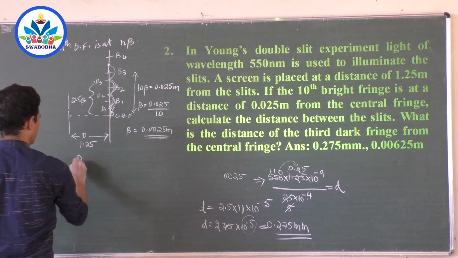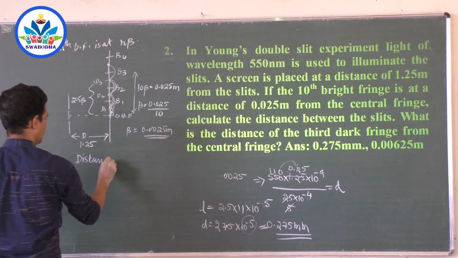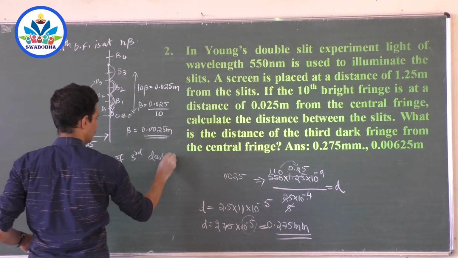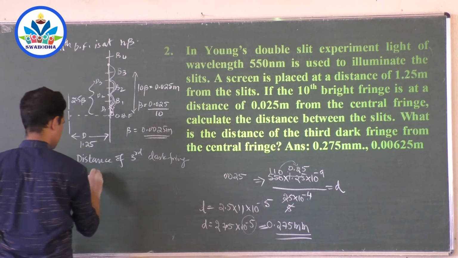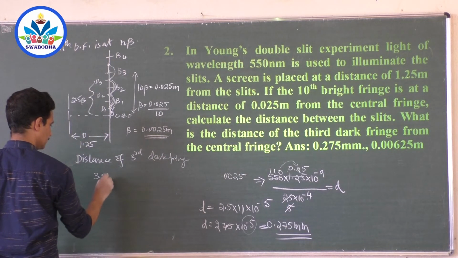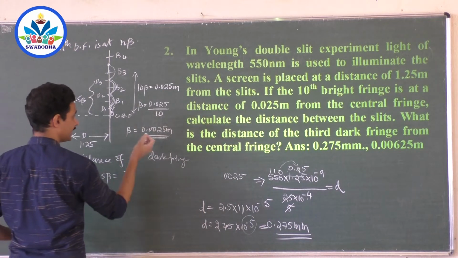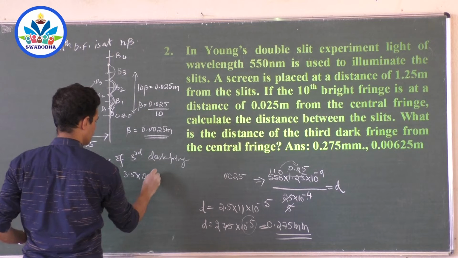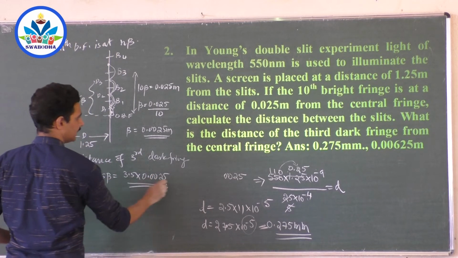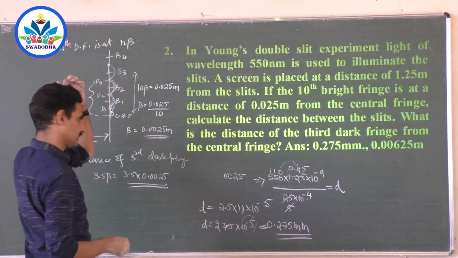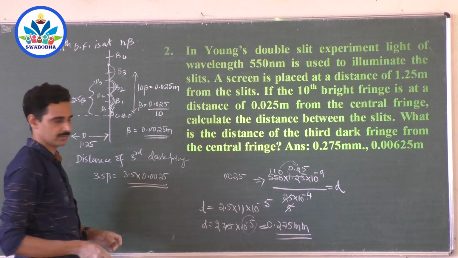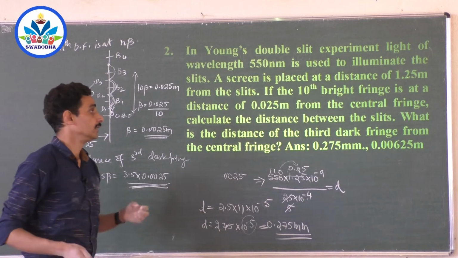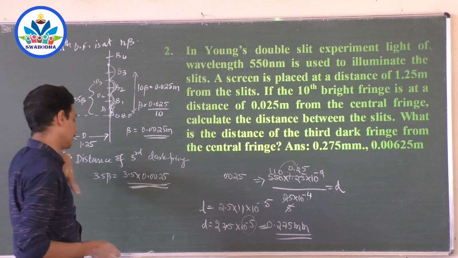Distance of third dark fringe is 3.5 beta. Beta is already given, 3.5 into beta is 0.0025. So multiply them, you will get that answer, 0.00625. You check it yourself, okay? And you can use the calculator, no problem. So you will get that answer. So that is about the second problem.